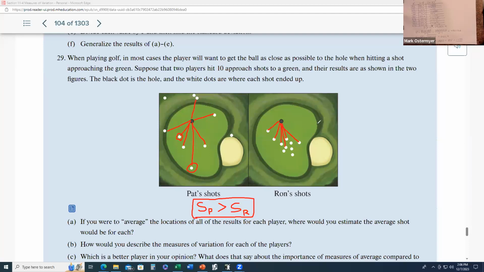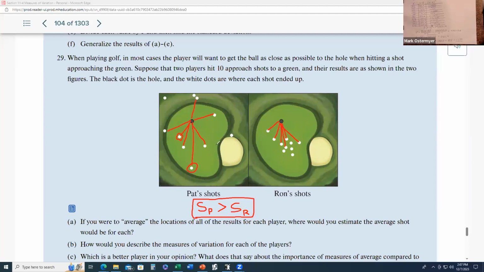And with any game, ladies and gentlemen, the key to being successful in any sport is to at least be consistent. Consistency is the key. And the only thing that increases your consistency at any game is a lot of practice. So you can see that Ron's consistency with his game is much more pronounced than Pat's consistency.